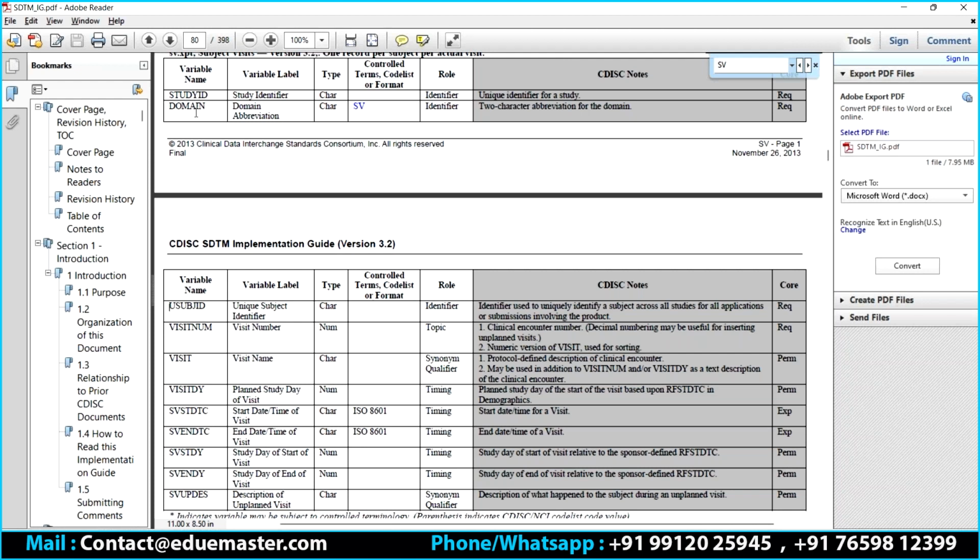You can see study ID, domain, unique subject identifier, visit number, visit day, your visit start date and visit end date, and you have study day of start of visit, study day of end of visit, and finally you're going to have your unplanned visits. These are the only variables present here. All right, so without wasting much time, let's start discussing your subject visits domain.